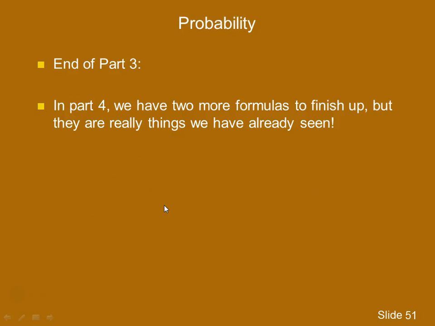Okay, and that's the end of part 3. We have one more part to the chapter material. We actually have 2 more formulas to finish up, but actually they're just extensions of things you've already seen. Everything else in probability is really an extension of unions, intersections, independence, and so forth. And we'll get to that in part 4.